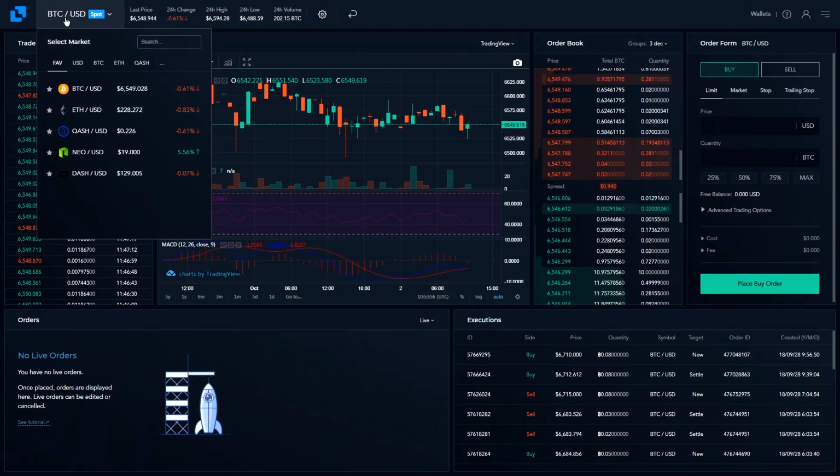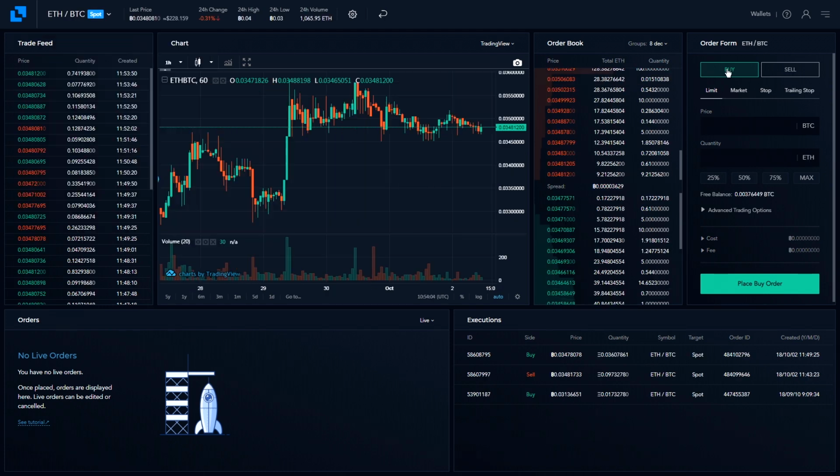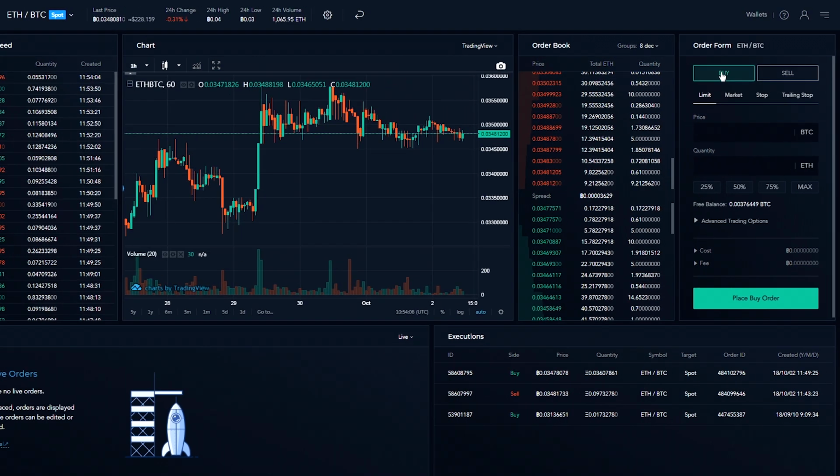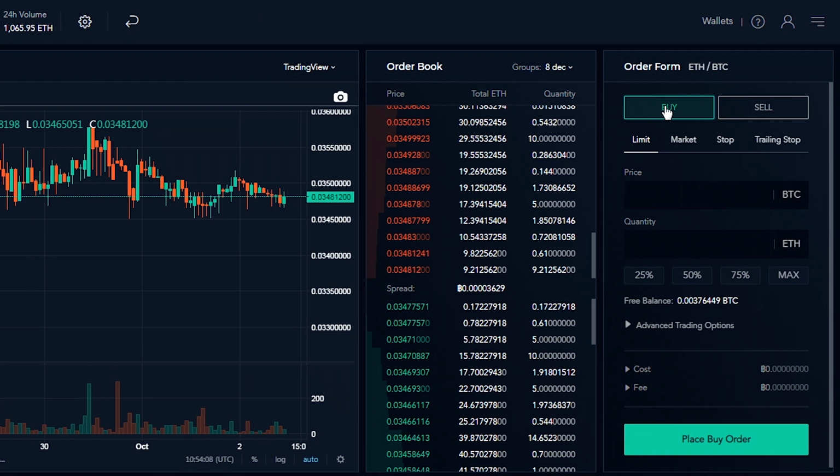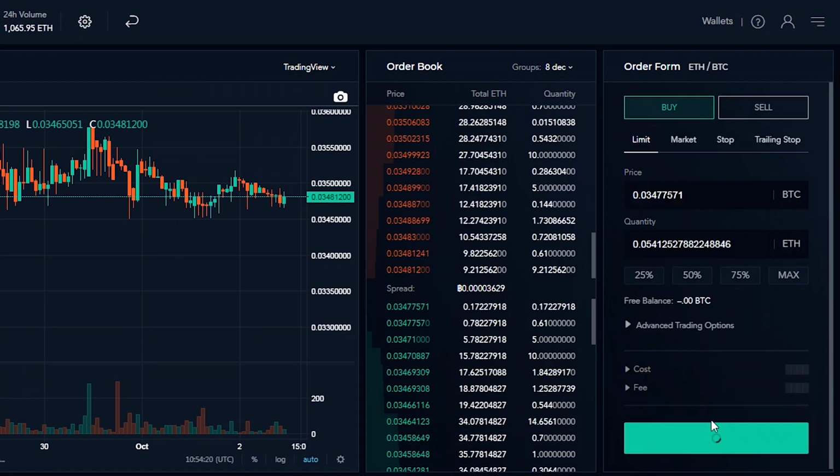We will now make a limit BTC/ETH trade. Select the ETH/BTC pair. We are going to buy ETH. We can click the cheapest order in the order book, or put in our own price and create our own order. Then click Place Buy Order and confirm the trade.